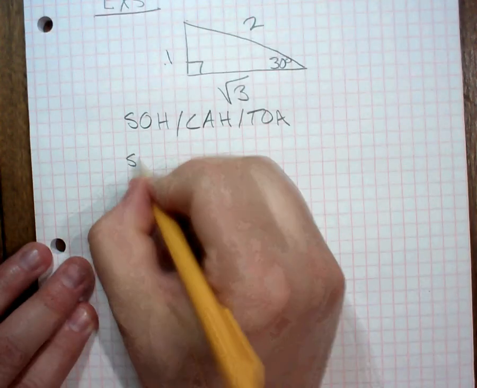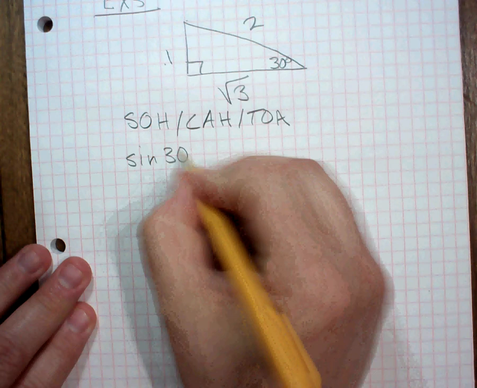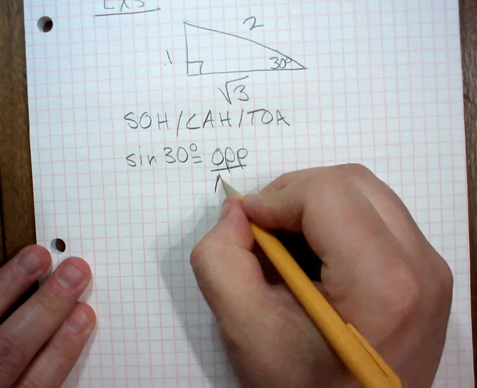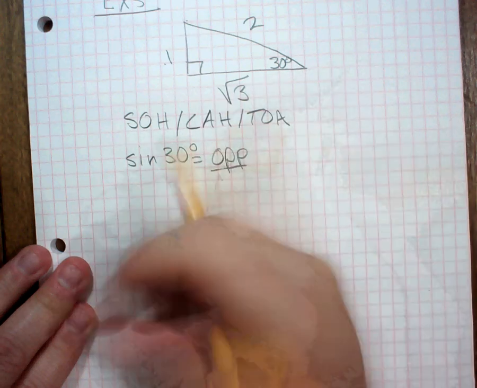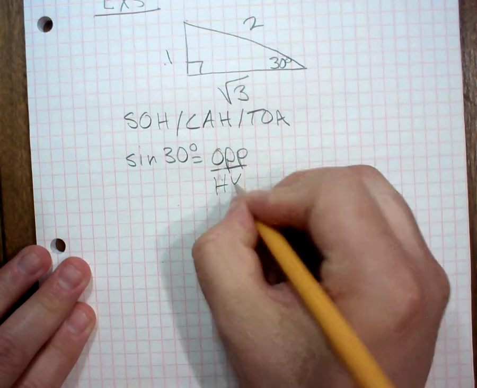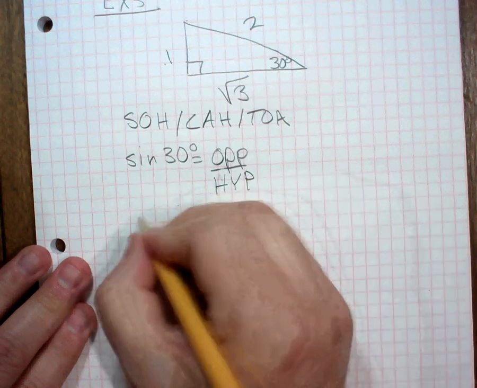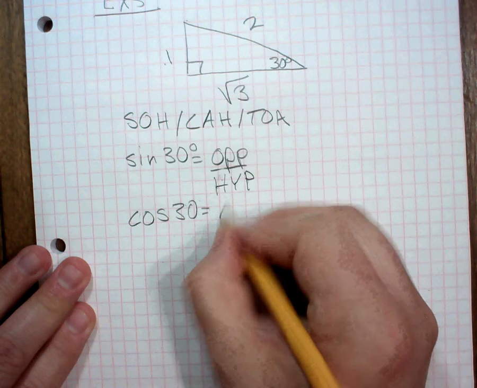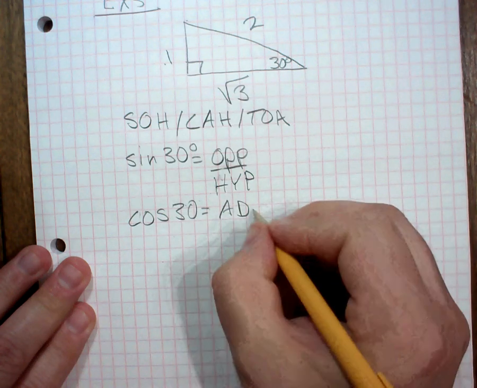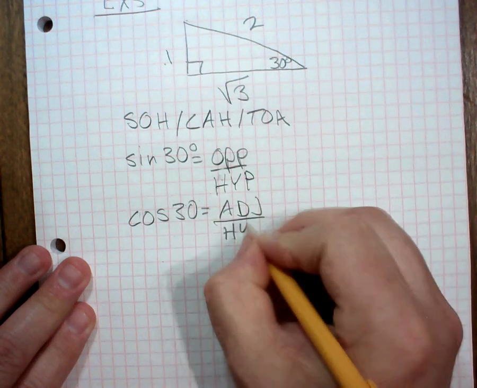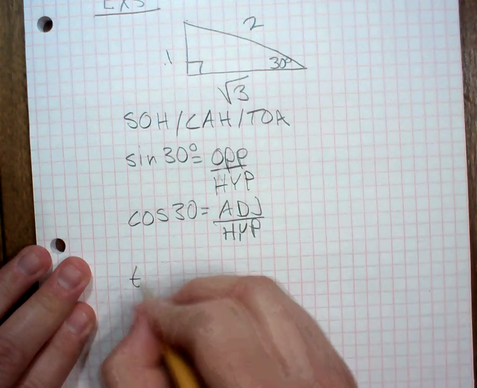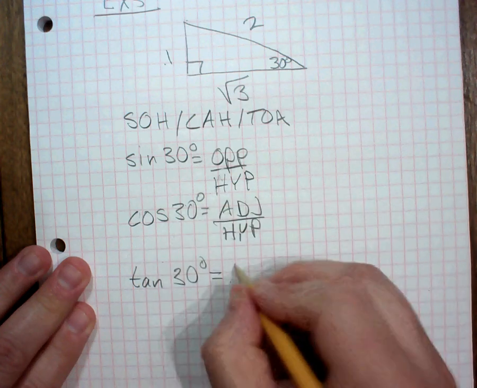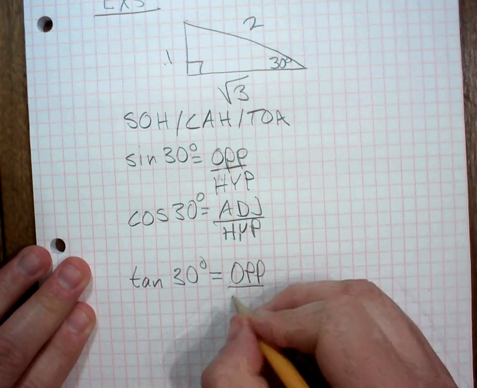Again, remember that sine of 30 degrees is equal to the opposite over the hypotenuse, and that cosine of 30 is equal to the adjacent over the hypotenuse. And then tangent of 30 degrees is equal to the opposite over the adjacent.